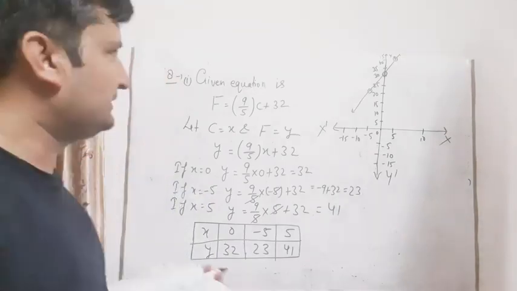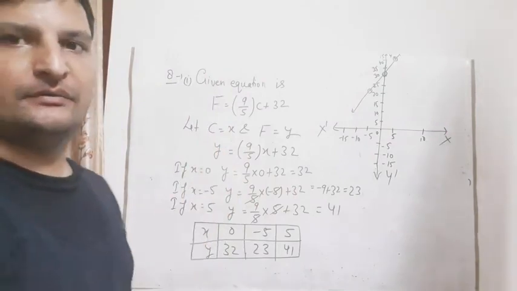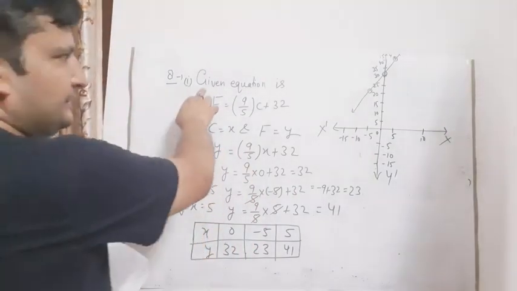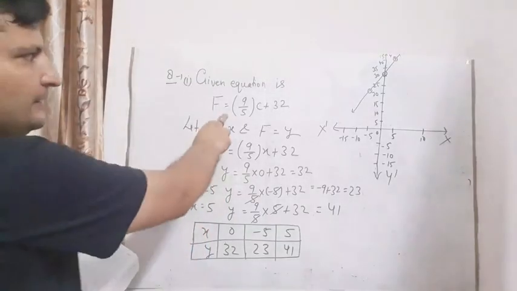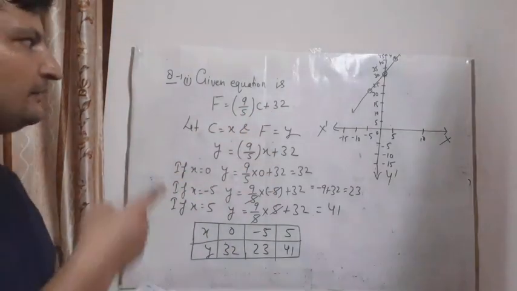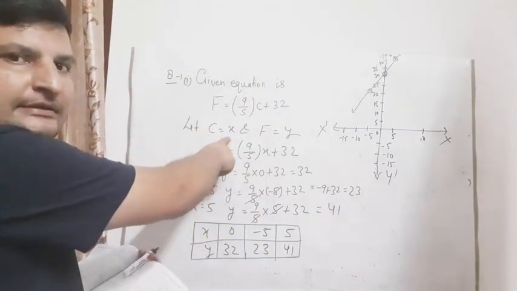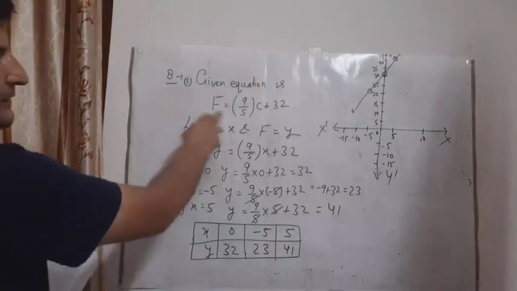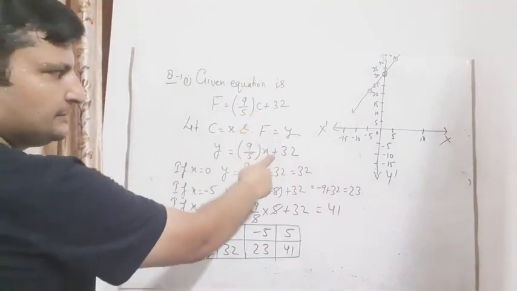Now students, in this 8th question, it is given, I have already written it here, so you can solve it easily. I will explain how we can solve it. Given the equation of the Fahrenheit and Celsius scale, f is equal to 9 by 5 c plus 32. So we have to make the graph of this equation. Let us take c is equal to x and f is equal to y. So the equation will become: put y in place of f, y is equal to 9 by 5 times x, with x in place of c, plus 32.